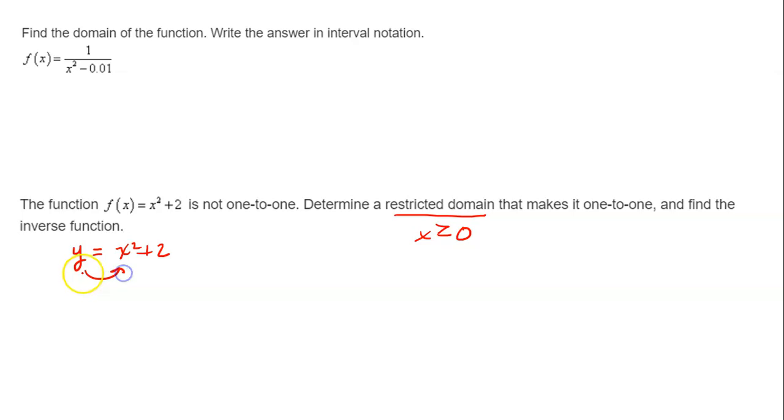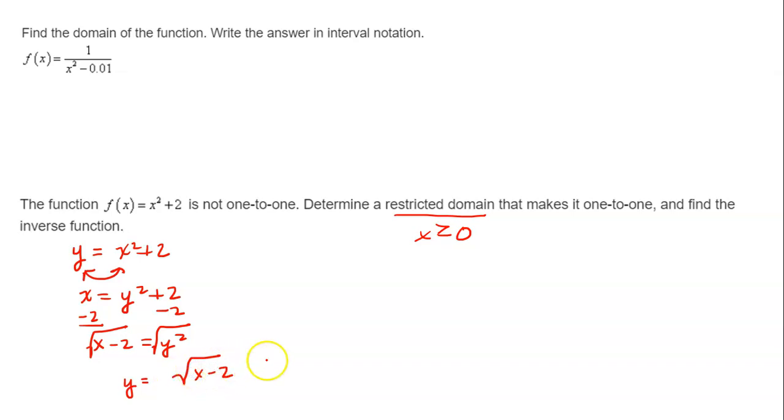So I have to swap these. Square root. So I get y is equal to square root of x minus 2 as long as x is greater than or equal to 0. So that's it.